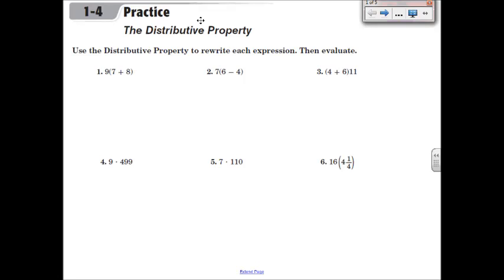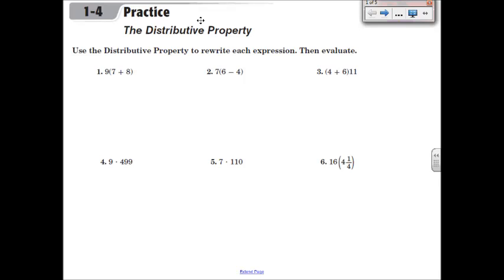This is the 1-4 practice on the distributive property. And the first three problems are, again, just showing you how the distributive property works. They aren't super practical and useful, but they help us understand how it works so that we can start doing the mental math quicker, like in problems 4 through 6.